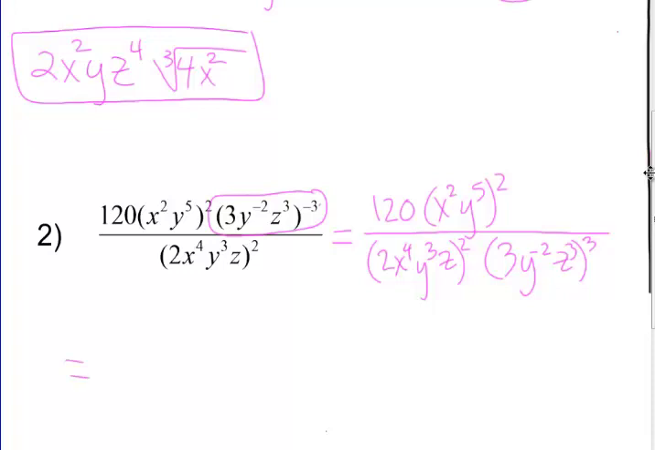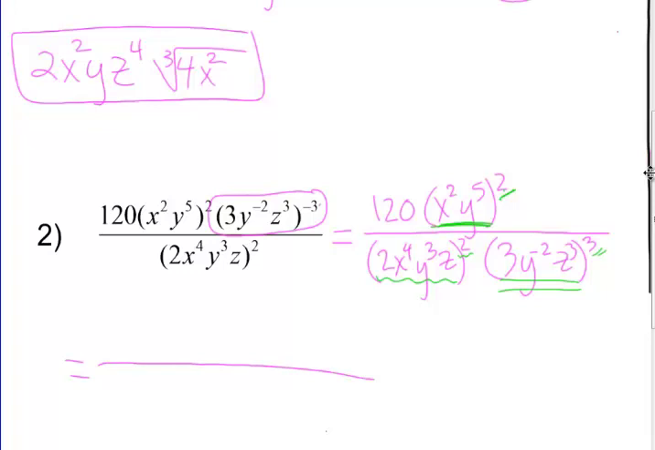Now I'm going to go ahead and get rid of the parentheses. All of my outside exponents are positive, so now I'm going to get rid of those parentheses by raising everything inside to that power. So I have this set raised to the 2nd power. I have this set raised to the 2nd power. And then we have this set raised to the third power. Okay, so I'm going to do that next.